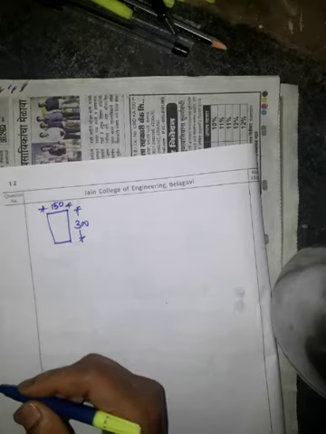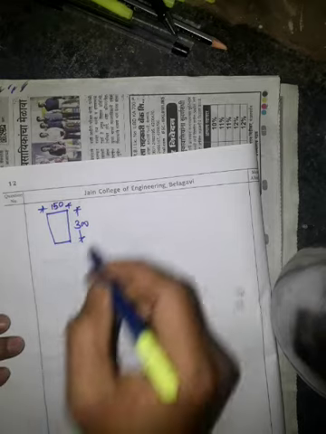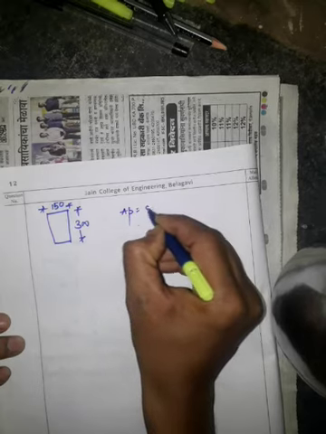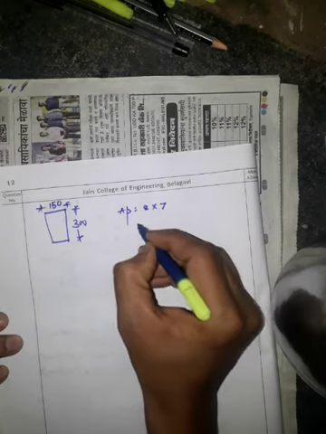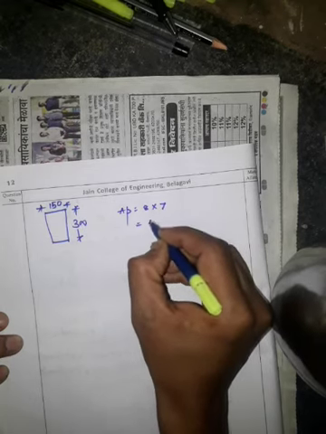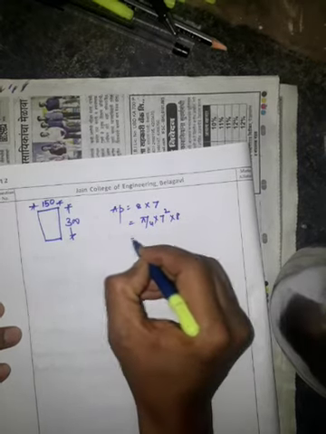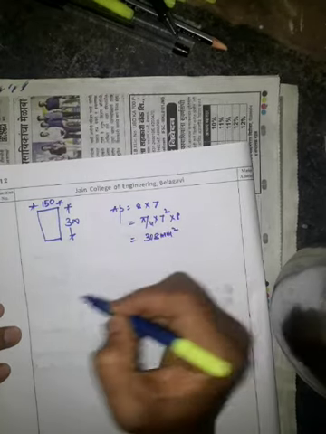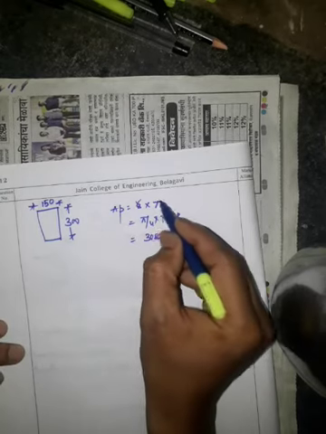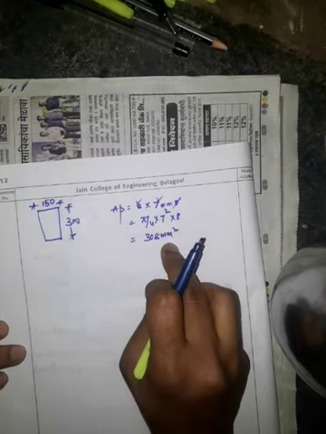Then they are given 8 wires of 7 mm diameter. So they are given the area of prestress. We have to find out the area of prestressing, which is pi by 4 into the diameter of 7 squared into 8. So we'll get the area of prestress as 308 mm square. They are given the area of prestress as 8 numbers of 7 mm diameter, so pi by 4 dia square into 8 numbers. So we will get the area of prestress as 308.